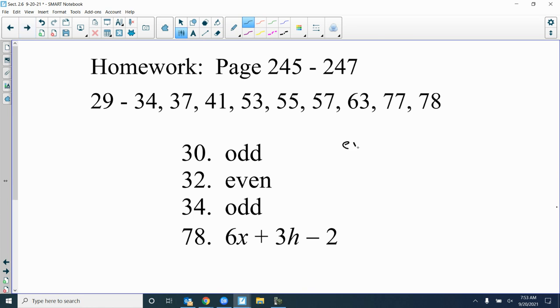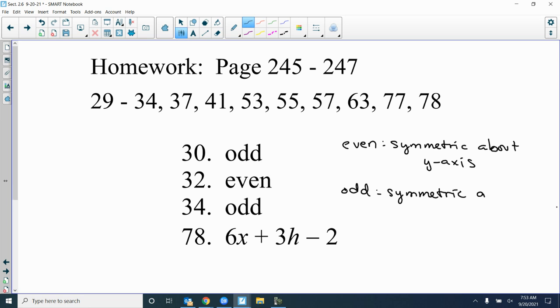Okay, so even is symmetric about the y-axis, and odd is symmetric about the origin. Okay, for that. Questions on any of those? All right, we're going to do 2-6 today. We're going to review tomorrow, quiz 2-1 to 2-6 on Wednesday. Okay.